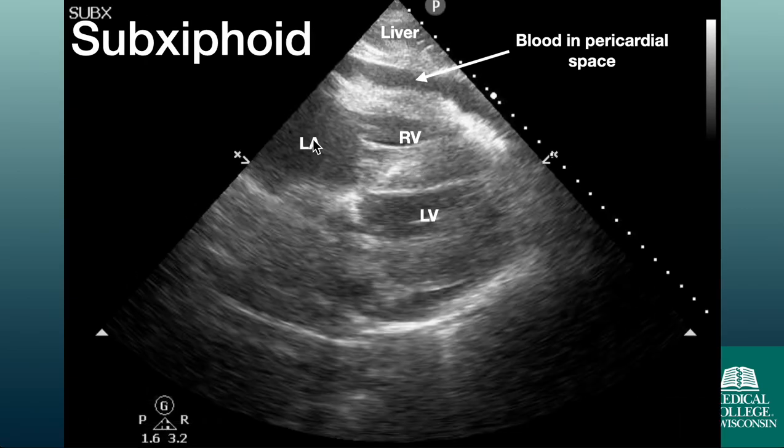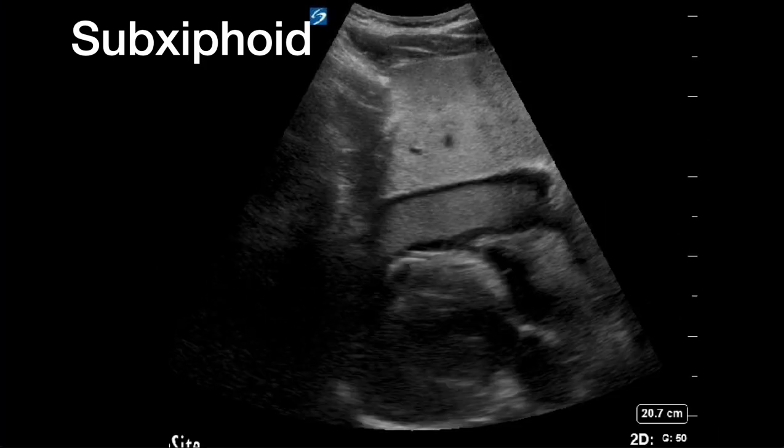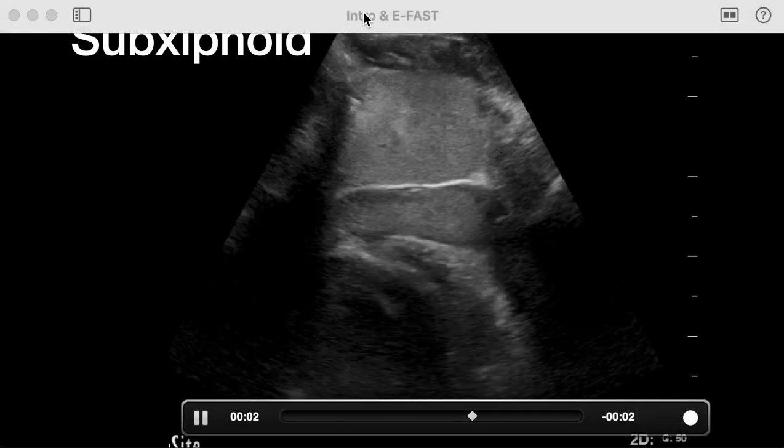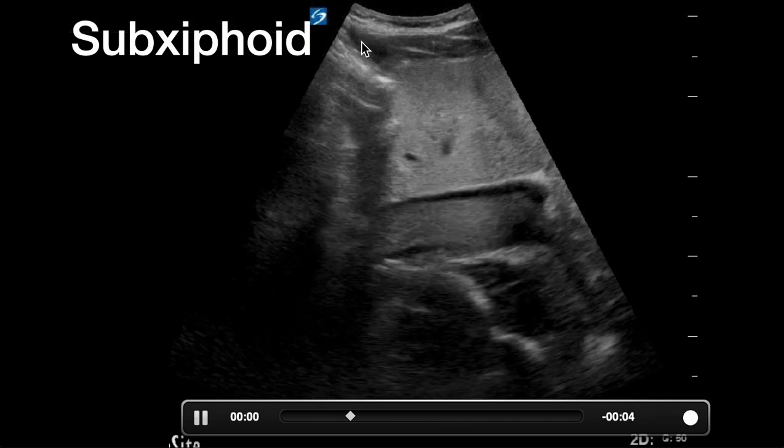And here it is again. Apologize, this should actually say right atria, but this is again pericardial fluid in and around the heart, and so we think this is blood in this potential space. Here's just another example of what one might see. This is a little bit of an interesting view, but we're doing again a subxiphoid view. This is with a curvilinear probe.